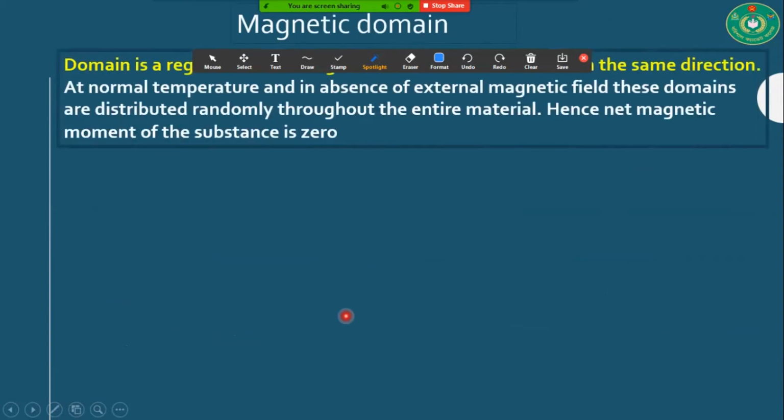Magnetic domain. Before discussing ferromagnetic material, we have to know the magnetic domain. A magnetic domain is a region in which the magnetic dipoles or magnetic dipole moments are placed. At normal temperature and in the absence of an external magnetic field, these domains are distributed randomly throughout the entire material. Hence, the net magnetic moment of the substance is zero. That's why in the absence of an external magnetic field, magnetic materials do not show magnetism.